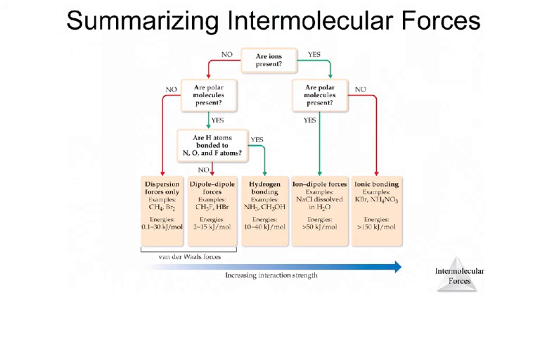So let's summarize how we determine intermolecular forces. All right, so we're going to start with this question at the top. Are any ions present? If you answer yes, and we're going to focus on the right side of this chart, then you're going to ask a second question. If there are ions present, are there polar molecules present? If it's just ions, no polar molecules, then it's an ionic bond, just like NaCl.